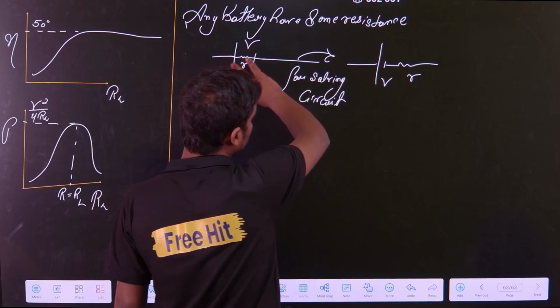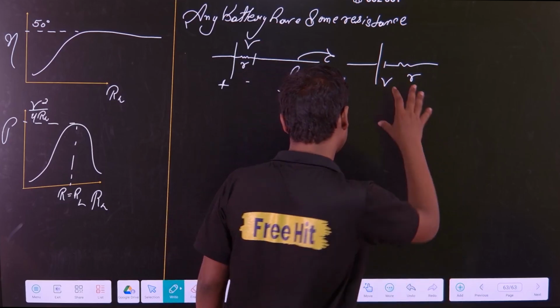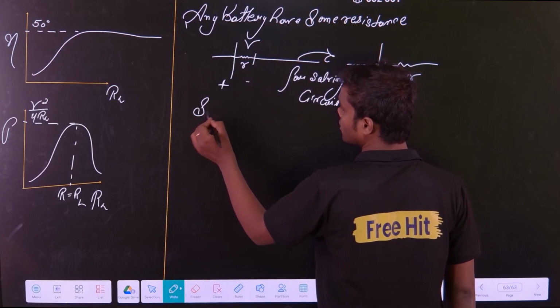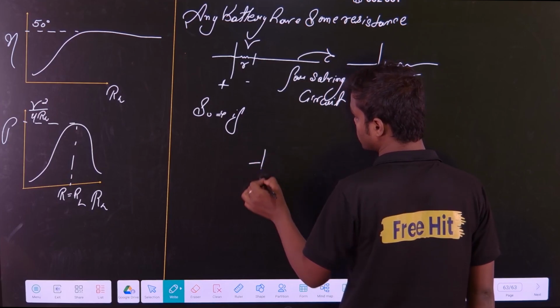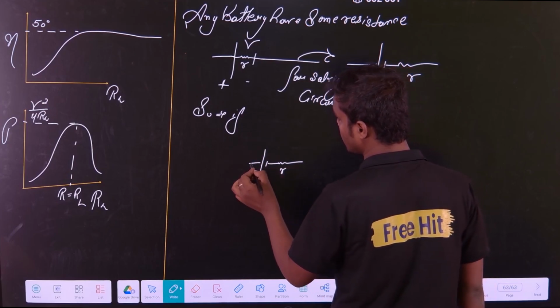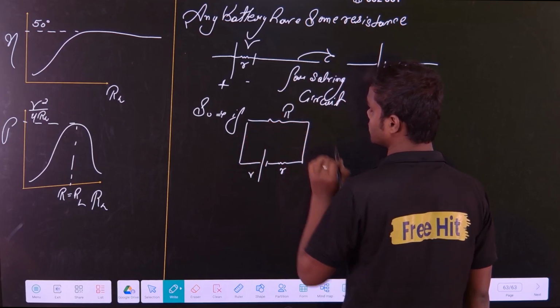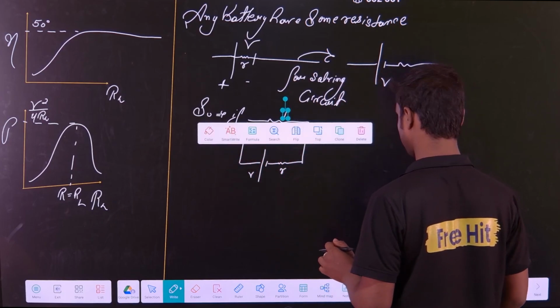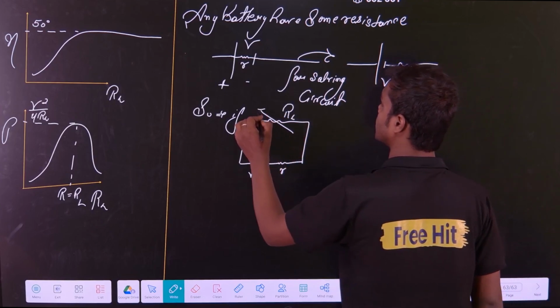We are going to convert this thing into this thing. Clear? So if I give you a circuit like this, suppose there is a battery, there is a small resistance r, this is my capital R, and RL is there. That is again variable.